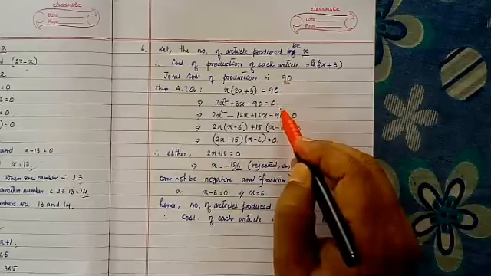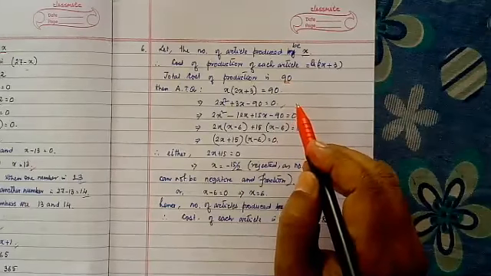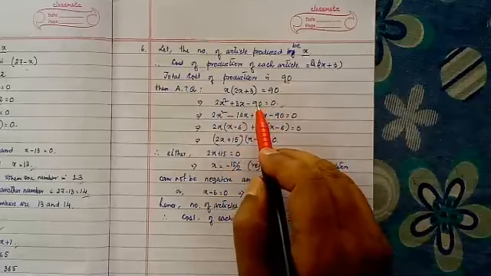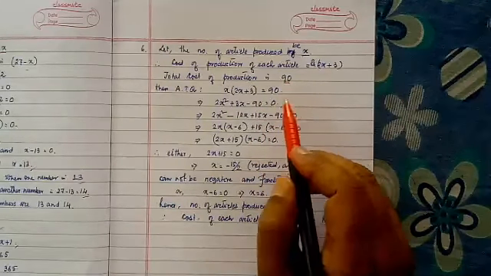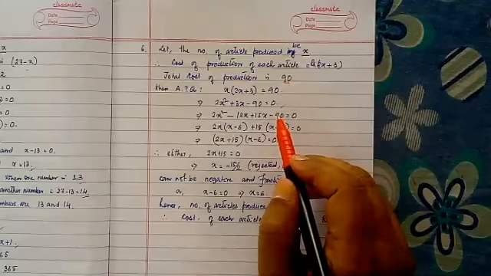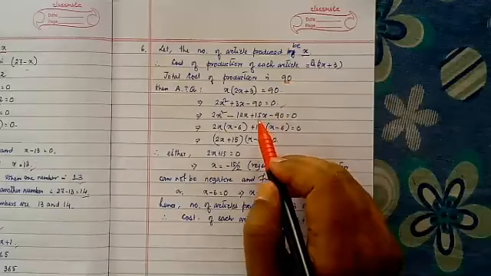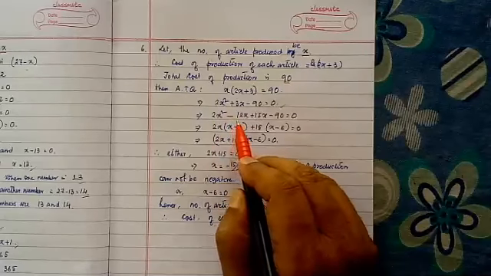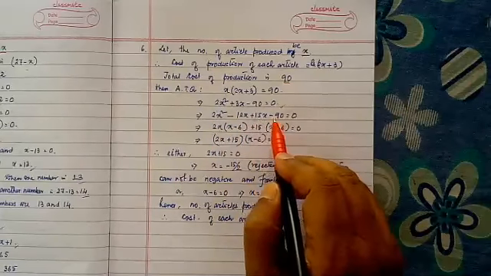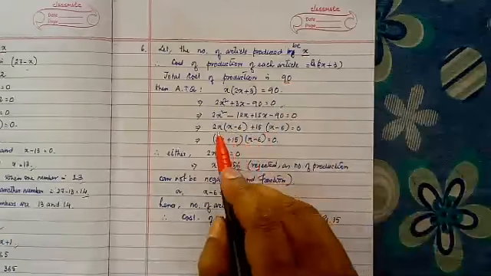Now this is a quadratic equation. 2 into 90, that is 180. Now 12 into 15, this is 180. Now 15 minus 12 is equal to 3. So 2x square minus 12x plus 15x minus 90 is equal to 0.